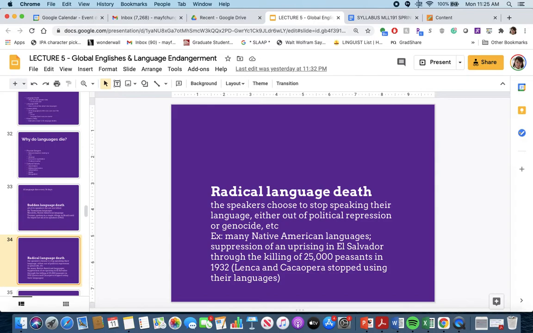There's an uprising in El Salvador, killing the peasants, right? And so the Lenca and the Cacaopera stopped using their languages because they didn't want to be killed, right? And that's a good reason not to speak their languages. And like I said earlier, if you are a political group and you're trying to enact genocide, or trying to make sure the people you've conquered will follow your laws, then one way to do that is to get rid of their language because it's a sense of their identity, right? So you're stripping them of their identity.